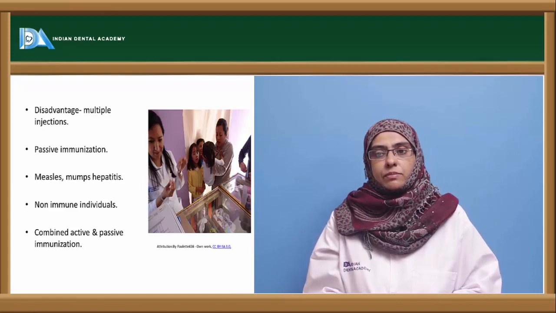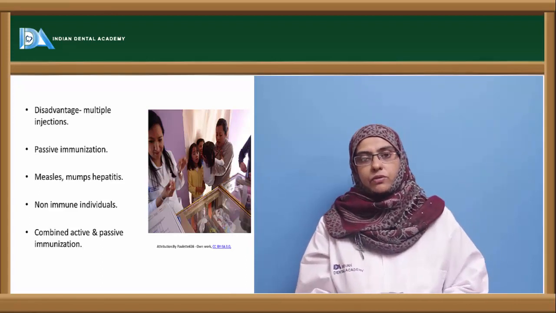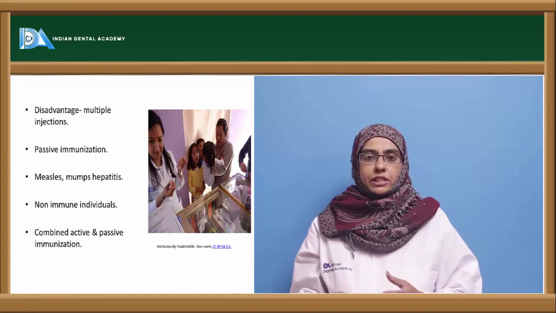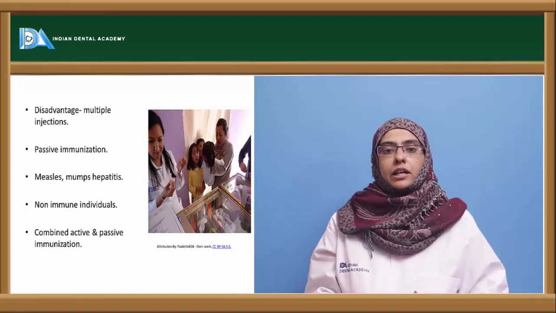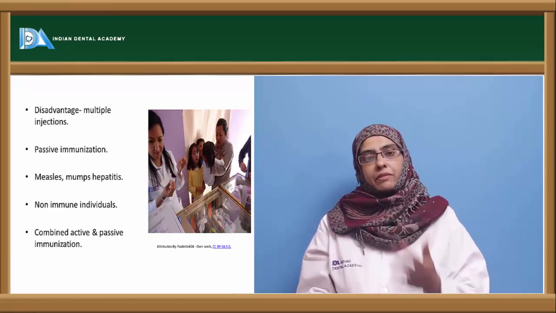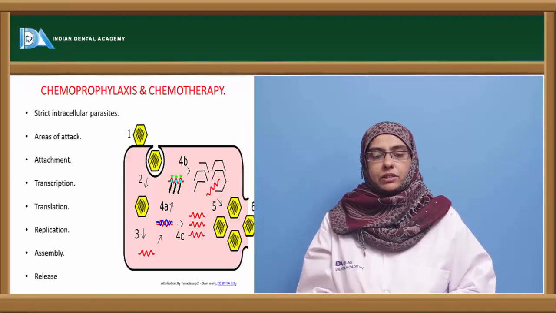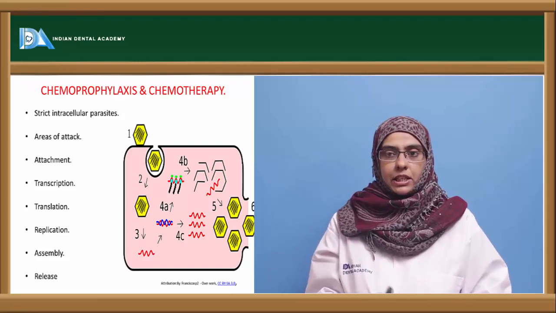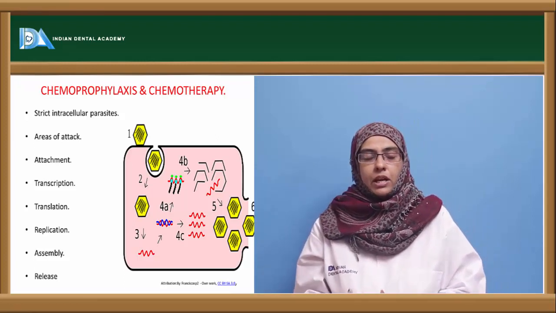So mostly in the case of measles, mumps, hepatitis, you can go for passive immunization. Apart from that, a combined active and passive immunization has to be administered in order to completely prevent that particular viral infection. Next and the last part of the host-viral interaction is chemoprophylaxis and chemotherapy.